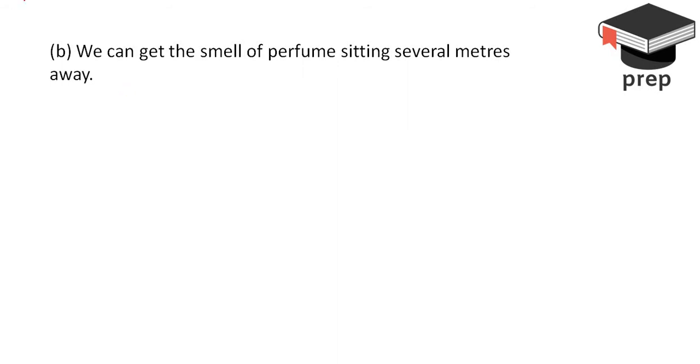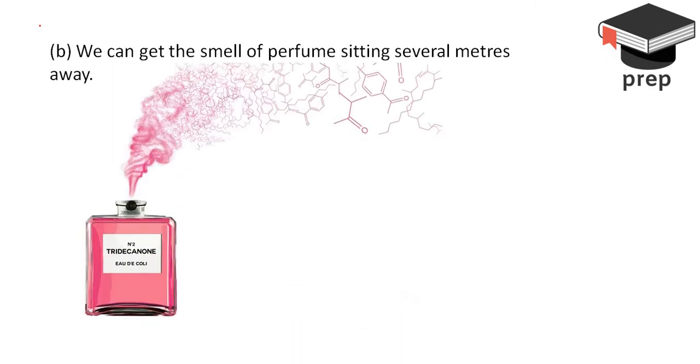Moving to the next part of the question. We can get the smell of perfume sitting several meters away. So a perfume is basically a chemical substance which, when sprayed on something, releases small gaseous particles, or you can say vapor particles. These vapor particles have a lot of energy in them. That energy is specifically called kinetic energy, and they also have a lot of spaces in between those particles, because of which they undergo a process which is called diffusion.